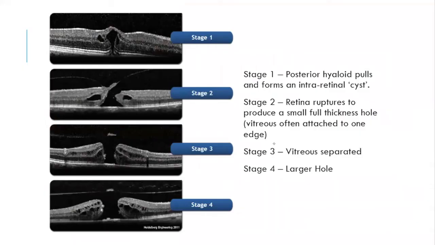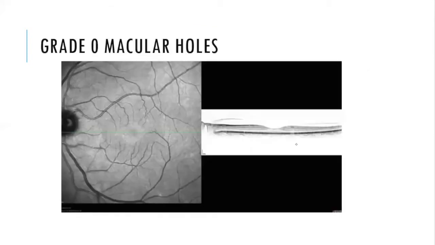So how does that relate to the OCT scans that we do today? In stage 1, there is pulling of the posterior hyaloid, formation of this perifoveolar or intraretinal fluid cyst, if you like to call it. In stage 2, this ruptures. There's still traction often at this stage, but there is production of a small full thickness hole. In stage 3, again, the vitreous has separated, or at least there's a premacular PVD. And in stage 4, we grade this as a larger hole.